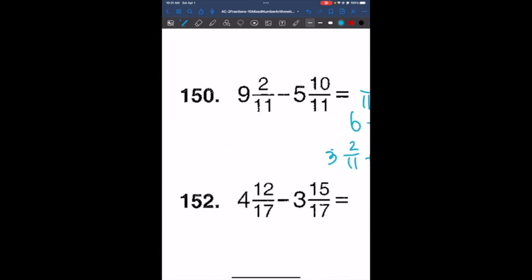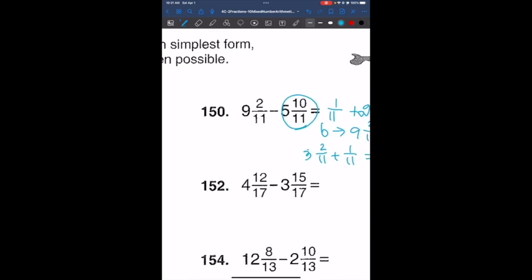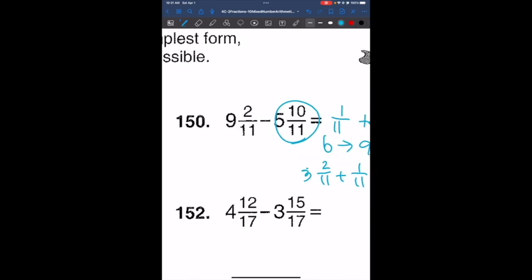Now another way that we can do this is, to get to 6, 5 and 10 over 11 is 1 over 11 less than 6. So we're going to add 1 over 11 to both sides. And that is going to be 9 and 3 over 11 minus 6. So that's going to give us 3 and 3 over 11.